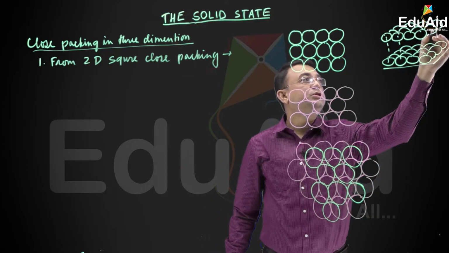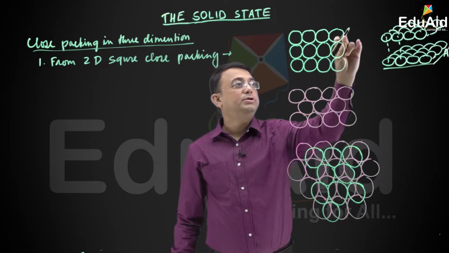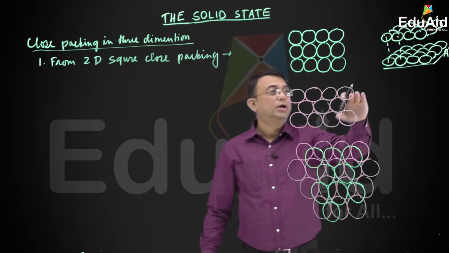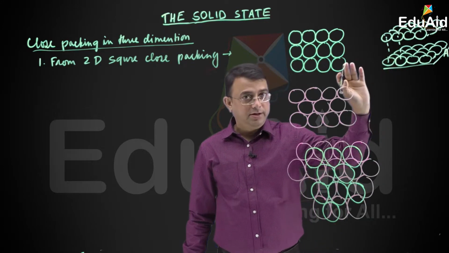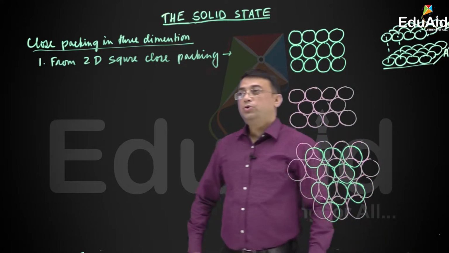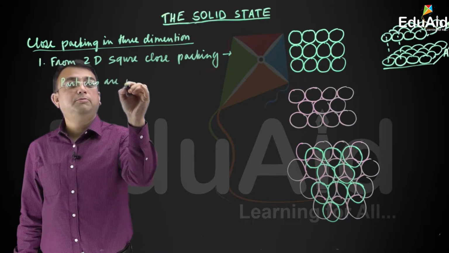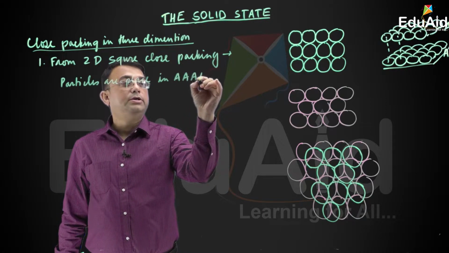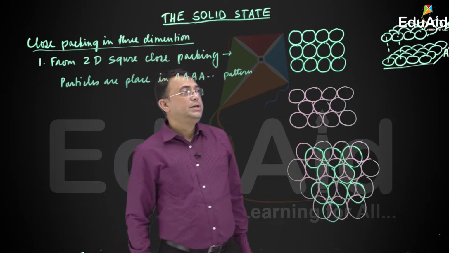So if we consider this to be layer A, the whole layer we have taken as A, then the next layer is exactly duplicating the first layer, isn't it? So the next layer is again layer A. So the particles are placed in A pattern, isn't it? Particles are placed in A pattern.